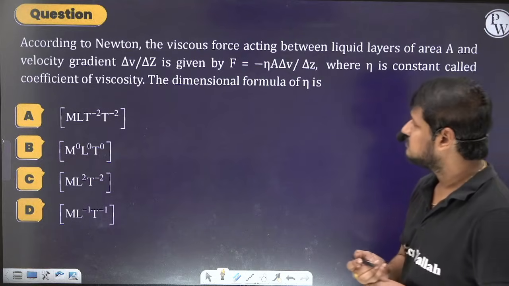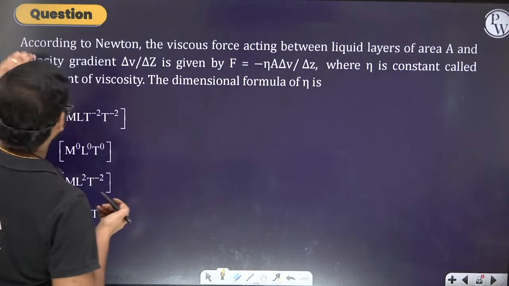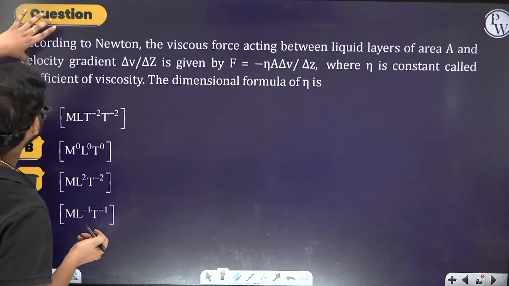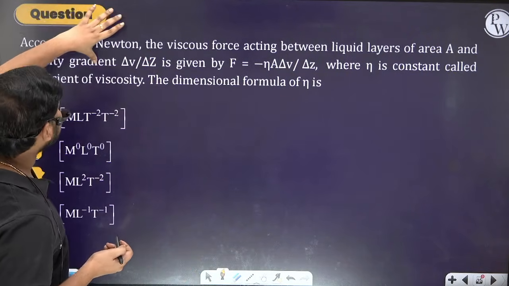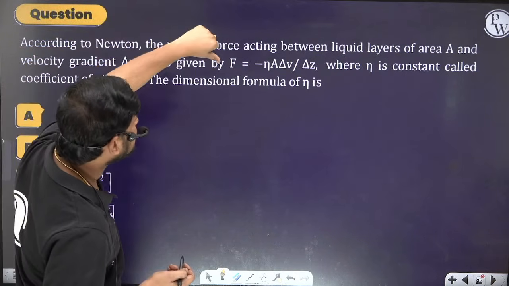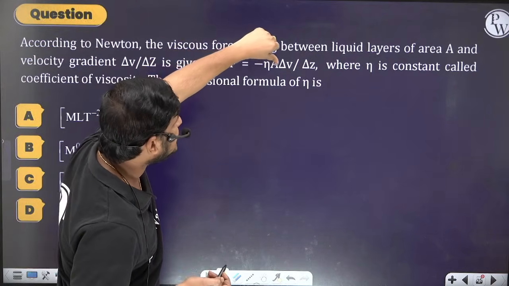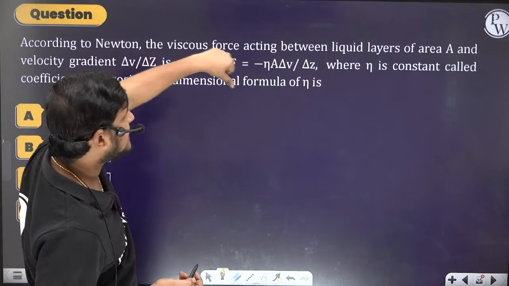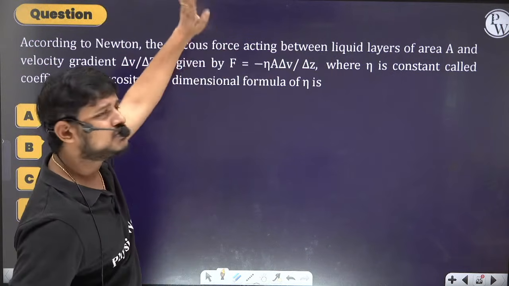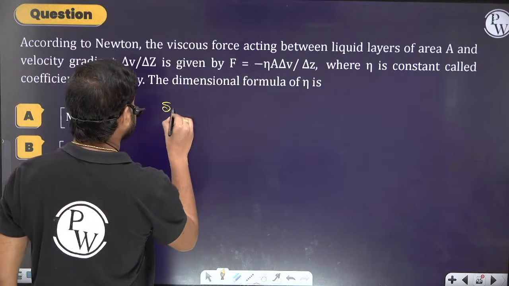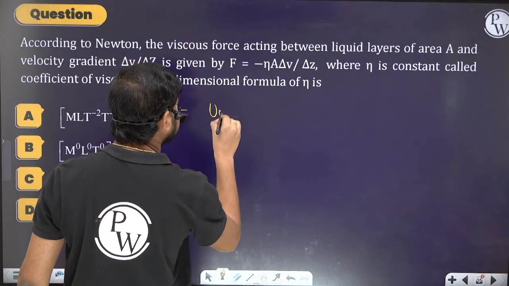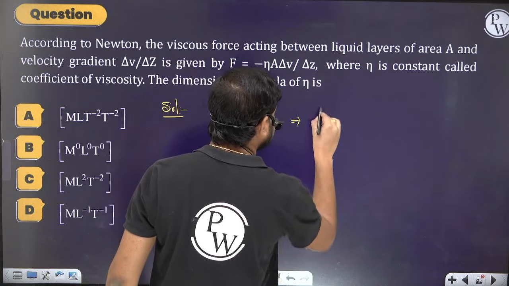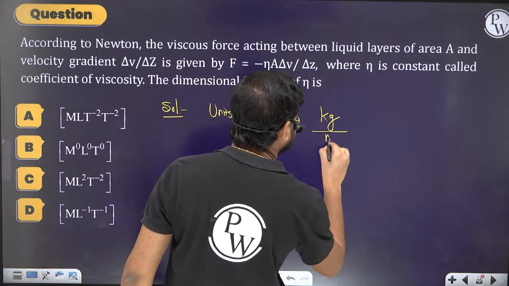So next. According to Newton, the viscous force acting between liquid layers of area A and velocity gradient delta V by delta Z is given by viscous force equals minus eta A delta V by delta Z, where eta is a constant called the coefficient of viscosity. So the dimensions of coefficient of viscosity: no need to use the formula. Just remember the units of eta: kg per meter second.